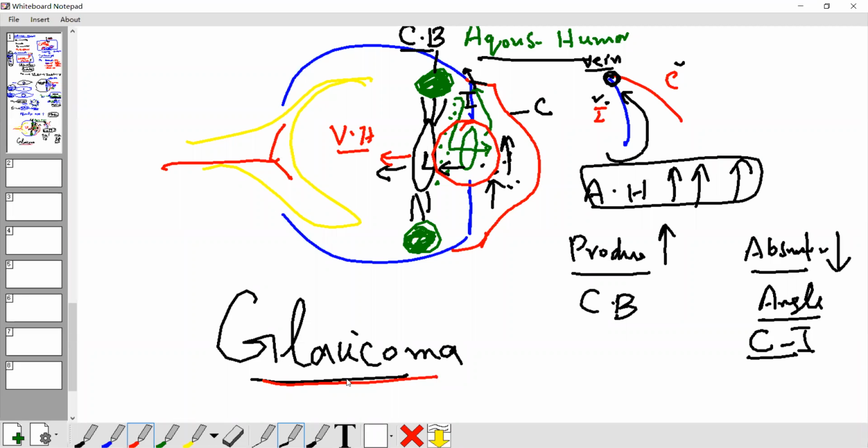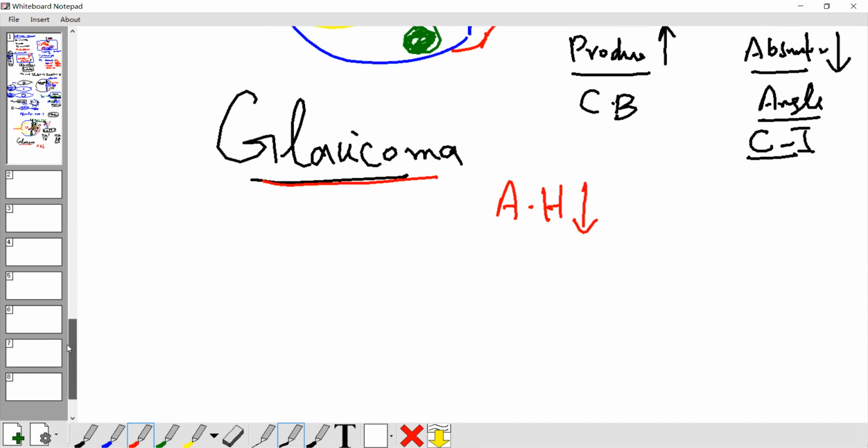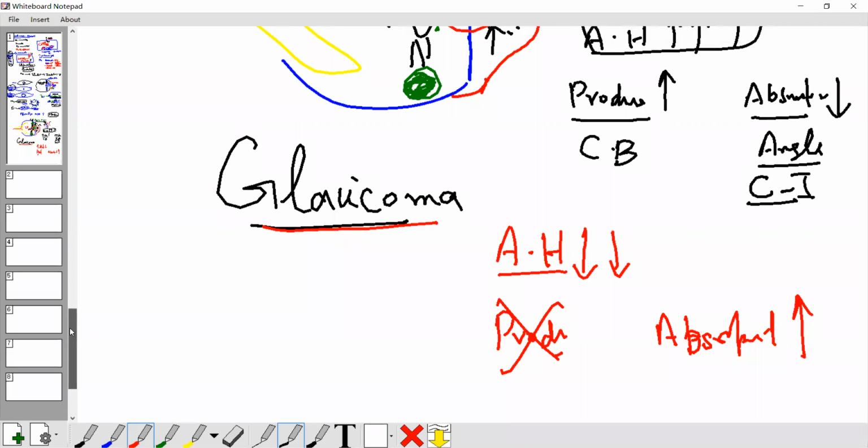Understand? So how do you treat glaucoma? You must decrease aqueous humor. How can you decrease aqueous humor? You can stop production, one thing. You can also increase absorption. If you increase absorption, automatically aqueous humor will be decreased in the eye.